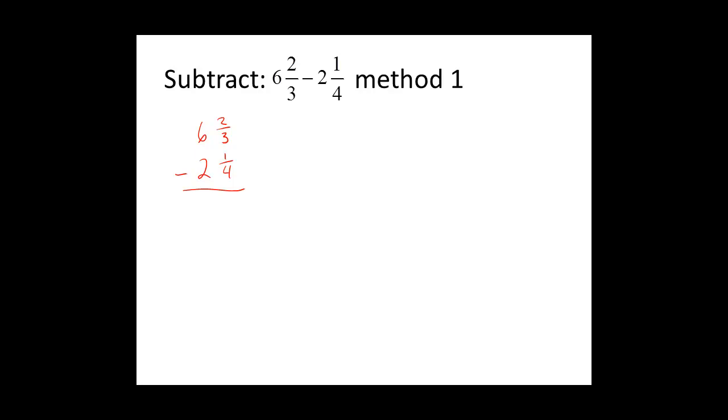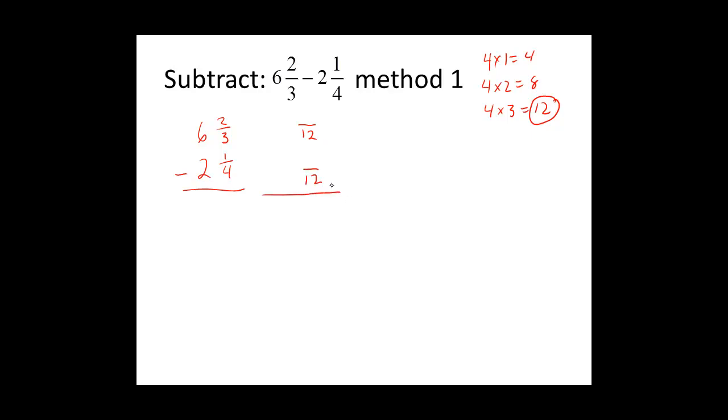What is the least multiple of 4 that 3 also divides? Our multiples of 4 are 4 times 1, which is 4, 4 times 2, which is 8, 4 times 3, which is 12, and 12 is the least multiple of 4 that 3 also divides. So we want to write these fractions with 12s in the denominator.